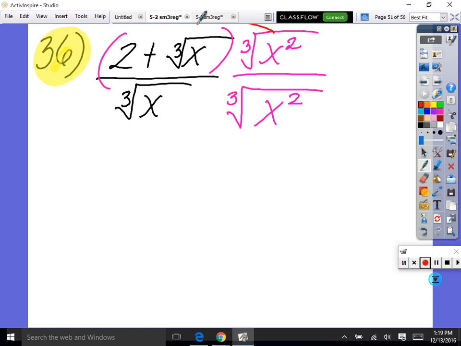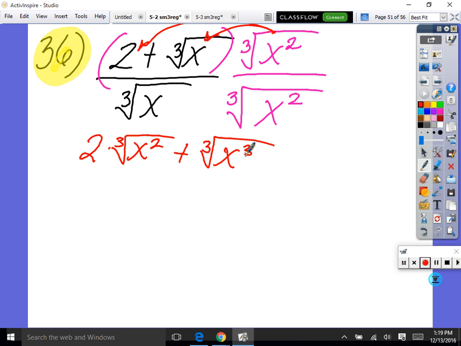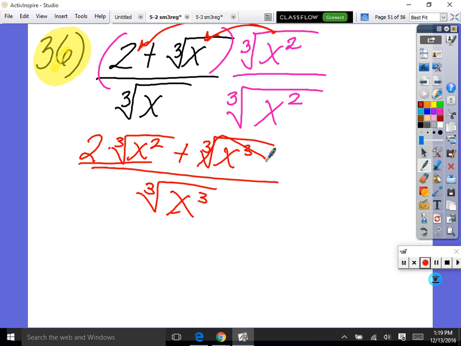Right? So 2 times the cube root of x squared is 2 cube roots of x squared, right? You can't actually multiply them like that. And then the cube root of x squared times the cube root of x is positive cube root of how many x's? 3. X cubed. Now on bottom, we have the cube root of how many x's? X cubed. So you'd say, do any of those simplify? That piece doesn't. This piece is x, correct? Yeah. This piece is x. So we have 2 cube roots of x squared plus x all over x.